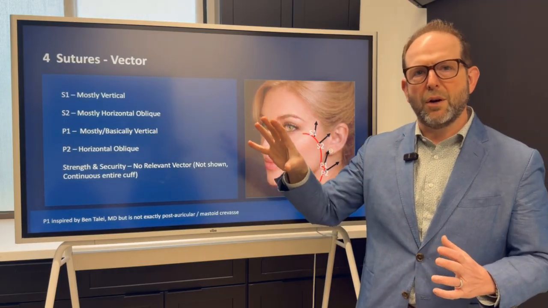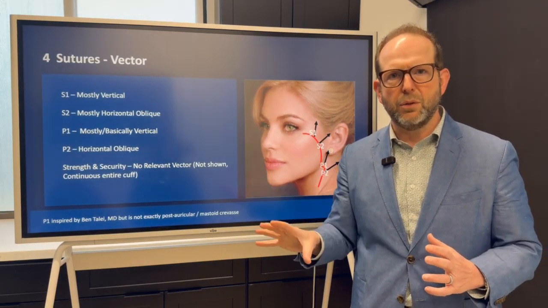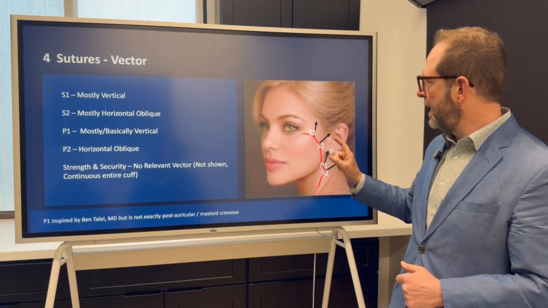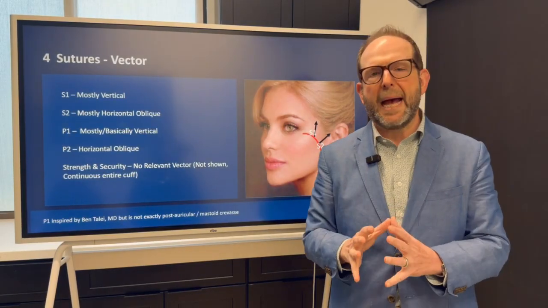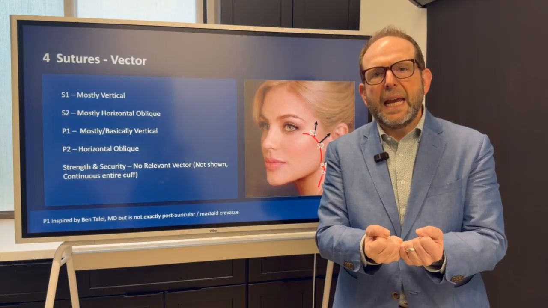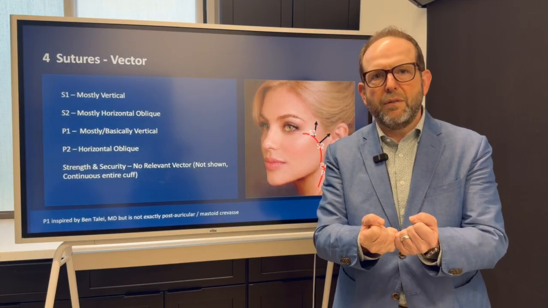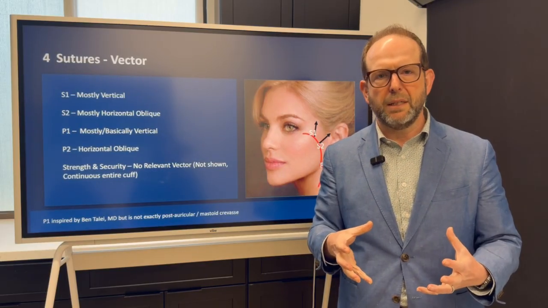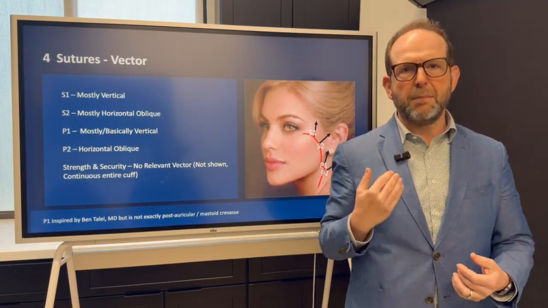The 4 that are the vector-oriented sutures are S1, S2, P1, and P2. S1 and S2 refer to SMAS. That in the deep plane facelift is anchoring to that SMAS tissue, that very important tissue that helps hold the soft tissues in place. And then the platysma is the thin muscle in the neck.